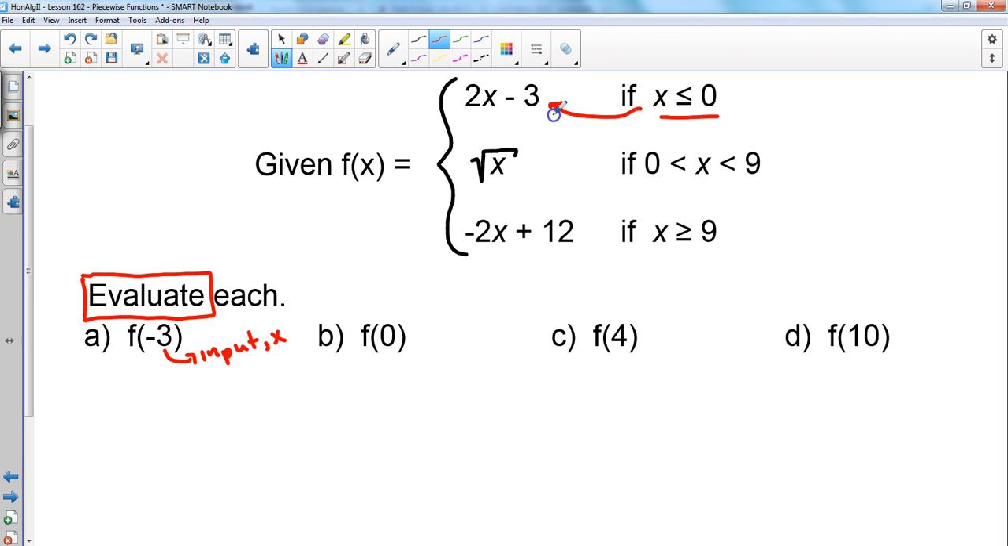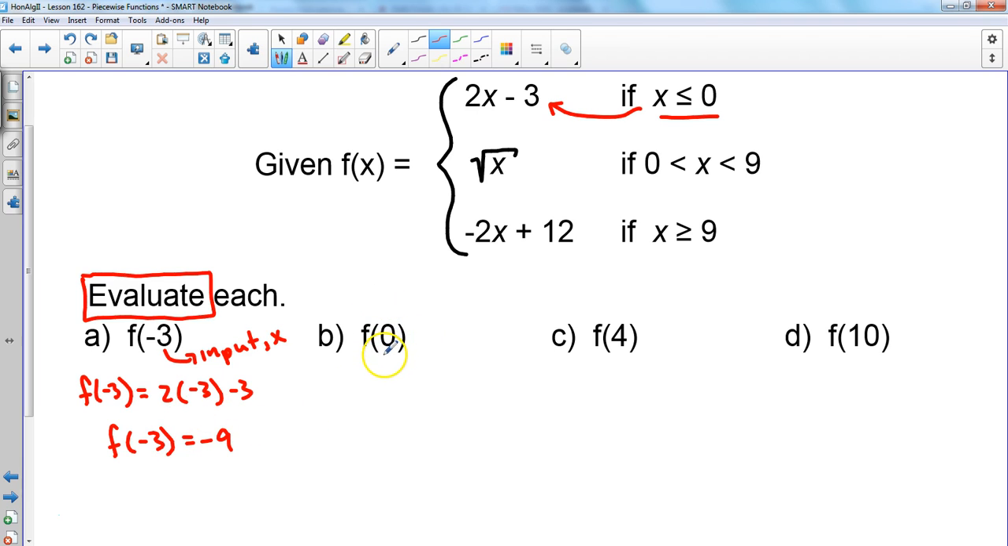I'm going to come up here, and I know -3 falls under this interval here, and so that tells me to use this rule. And so what I do is f of -3, I'm just going to plug it into this particular rule or this particular function. And so I plug in 2 times my input value minus 3, and this piecewise function spits out a -6 minus 3 is -9.